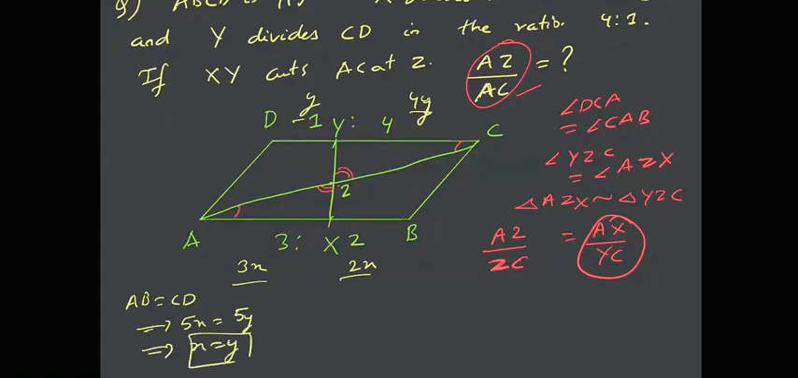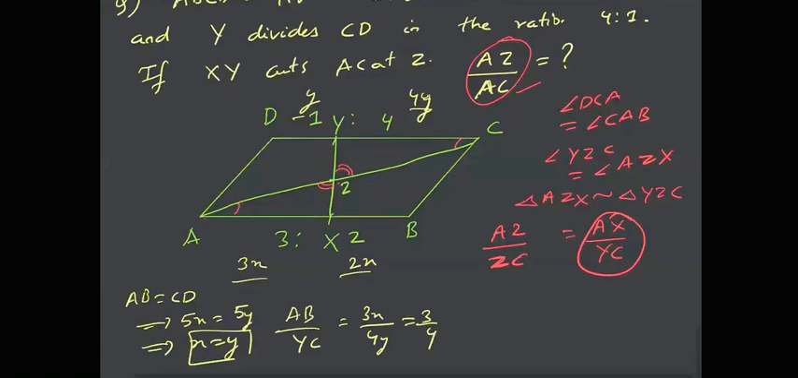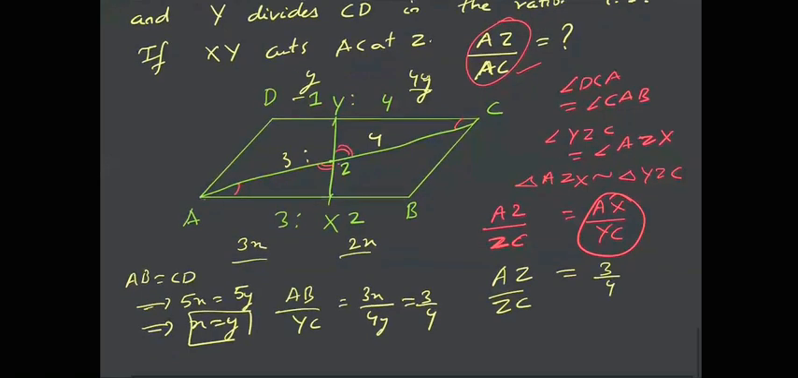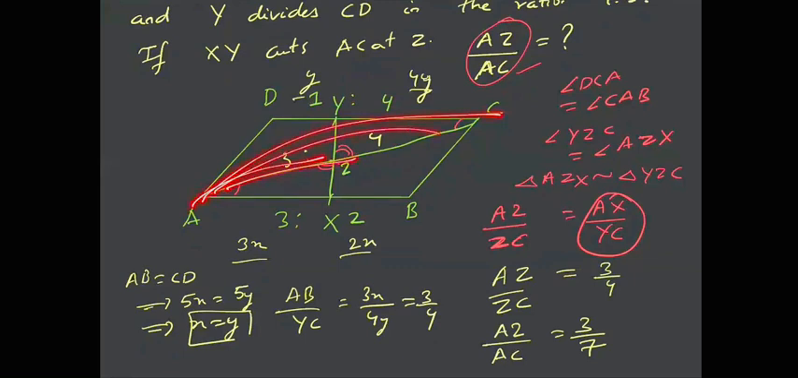So now I can say that AX over YC is nothing but 3x over 4y, which is nothing but 3/4. Okay. So this AX over YC is 3/4. So I have found that AZ over ZC is 3/4. Okay. So this is 3:4. Then you can clearly say that AZ over AC would be 3/7. Okay. So AZ over AC, this would be 3 over 3 plus 4, that is 3/7. Okay. So let's move on.